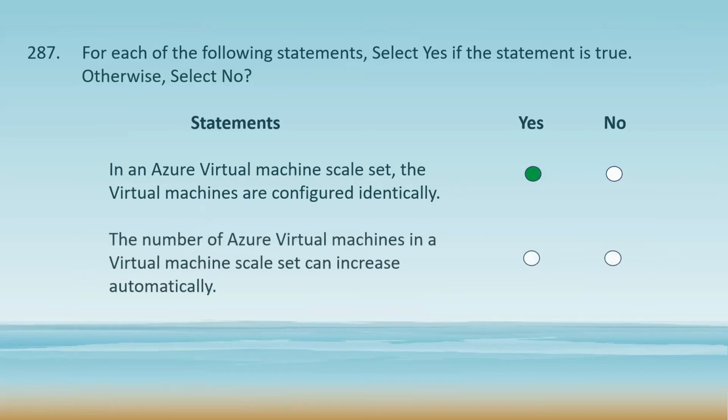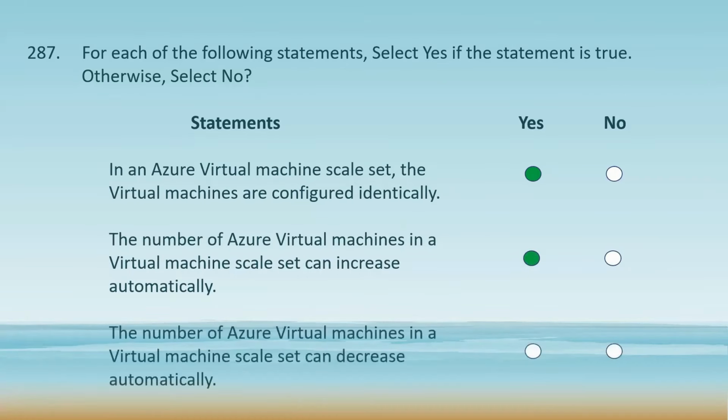The number of Azure virtual machines in a virtual machine scale set can increase automatically. This statement is also correct. And the third statement is, the number of Azure virtual machines in a virtual machine scale set can decrease automatically. And this statement is also correct.